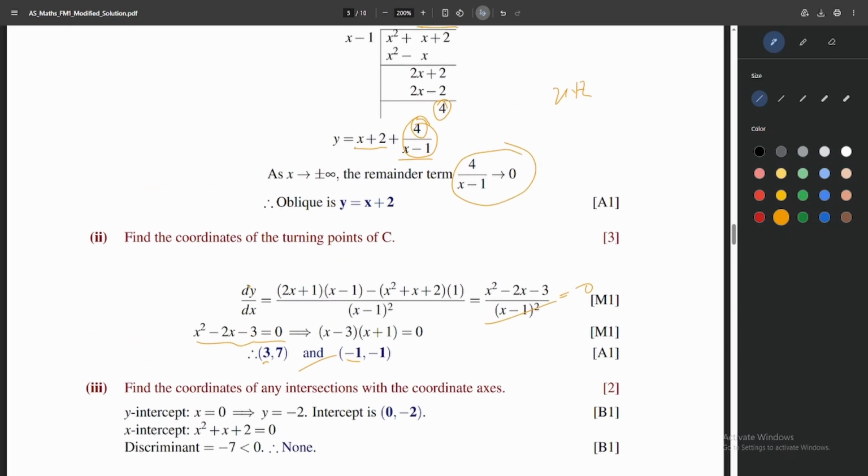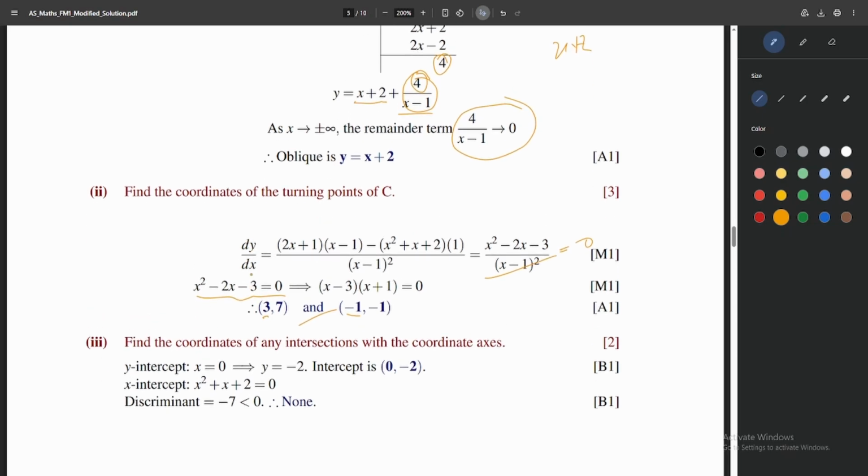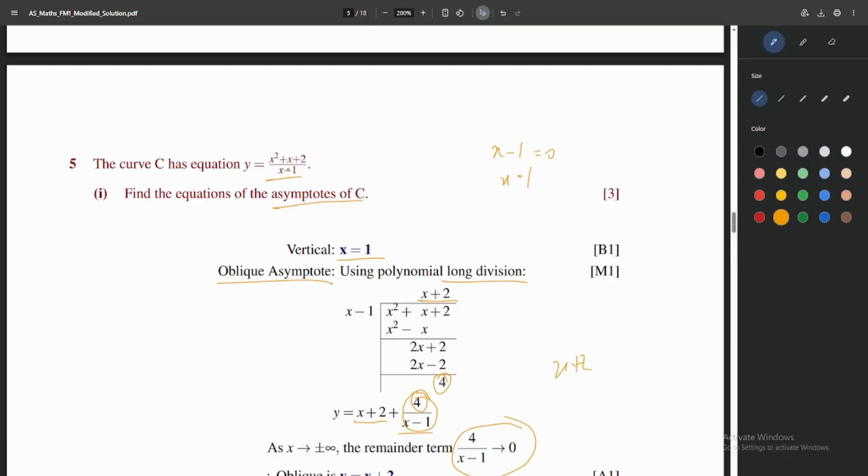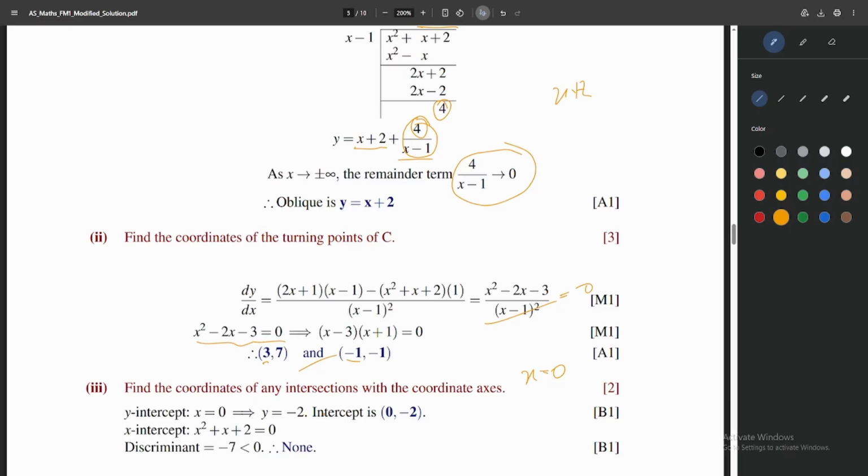Next question, find the coordinates of any intersection with the coordinate axes. Again, a simple question. We just set x equals 0 in this equation, and what do we get? We get 2 by minus 1, so 2 by minus 1 gives minus 2. So the y-intercept is minus 2.